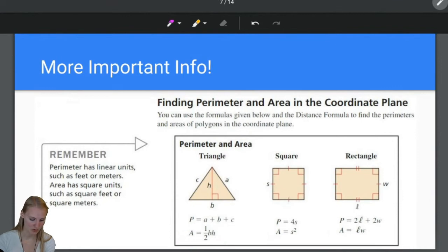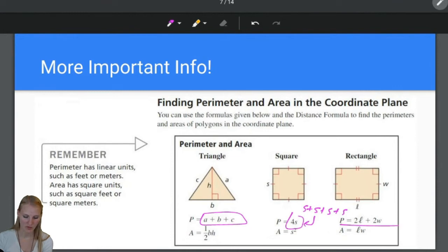And then perimeters, for a triangle, you just add up the sides. For a square, you also add up the sides, but it's the same side you're adding every time. So instead of s plus s plus s plus s, we can just say 4s. And the perimeter of a rectangle is 2 of the wide sides plus 2 of the long sides. So that's a quick refresher on the perimeter and area of these types of shapes.